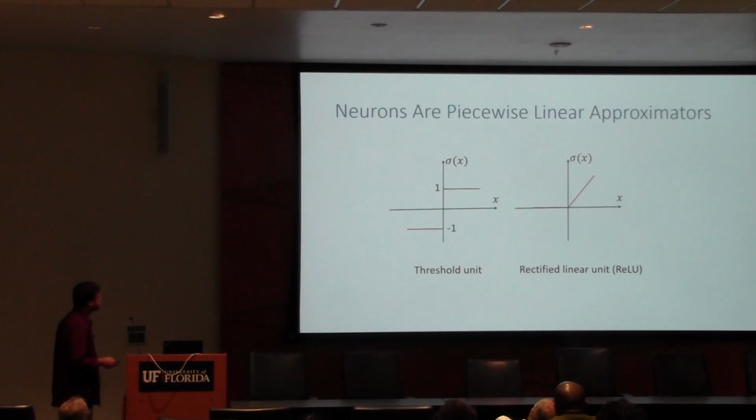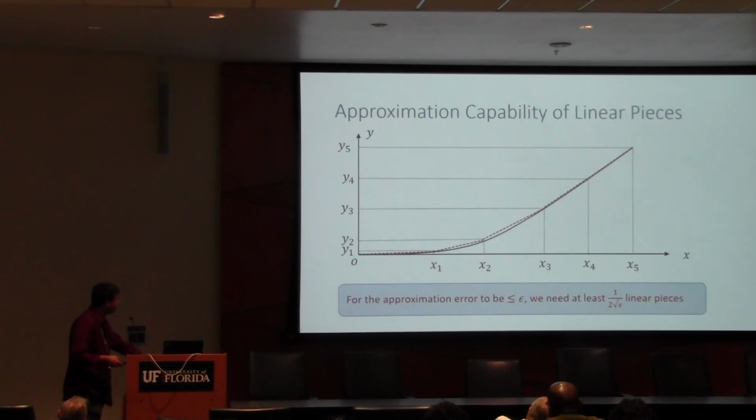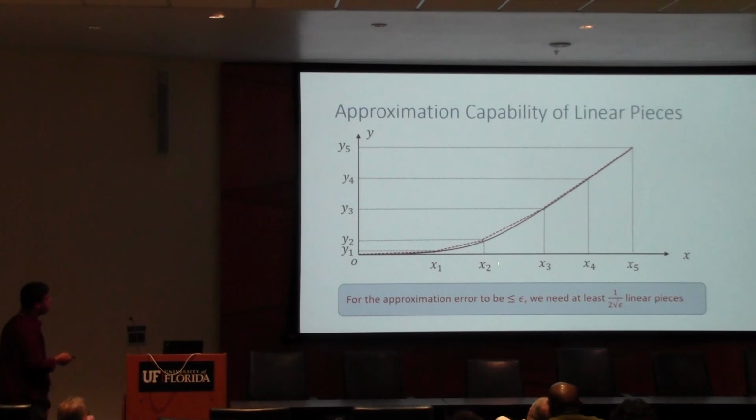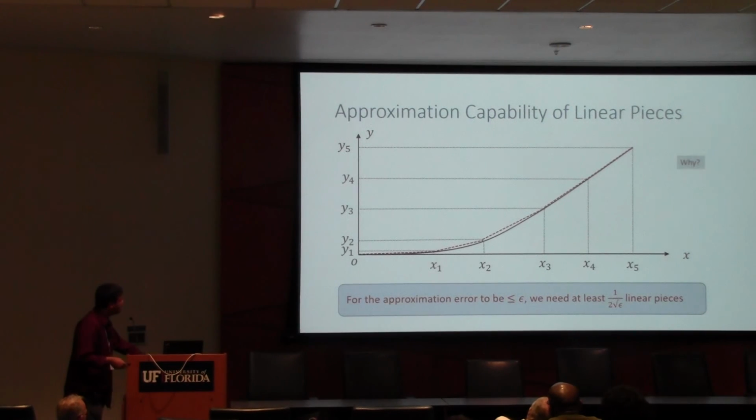Why is this? The basic idea is that if you look at neurons of these two types at least, then essentially they're piecewise linear approximators. And it is not very difficult to show that if you have a function like a strongly convex function, to get an approximation error of epsilon, we need at least 1 over something like square root of epsilon linear pieces.